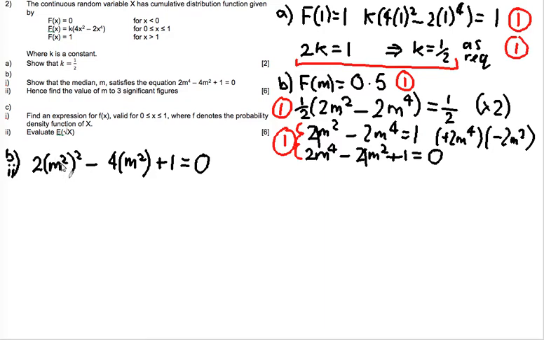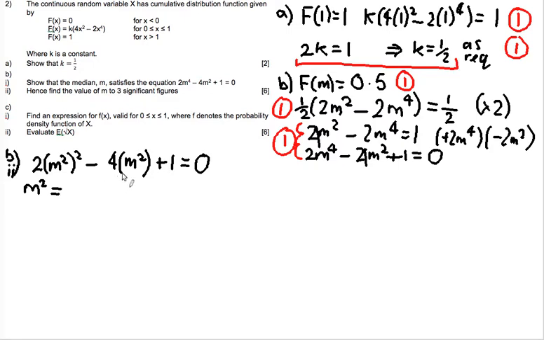Some people like to replace the m squared with a y or an a or something, and then solve that quadratic. So you'd have to say, for example, 2a squared minus 4a plus 1. The other way to do it is just literally, as I've done, write it in brackets like this just to highlight the fact that this is a quadratic. So it's 2 times something to the power of 2 minus something to the power of 1 plus your constant. Now unfortunately this doesn't factorize, so it means you're going to use the quadratic equation.